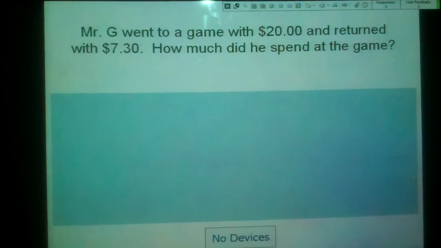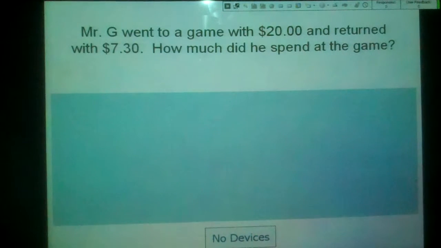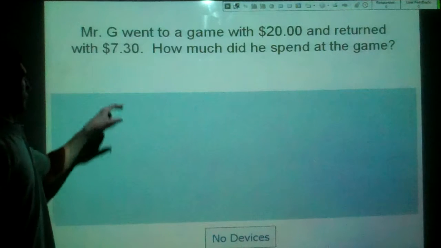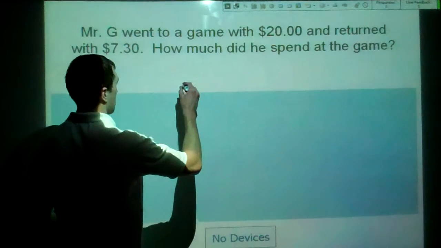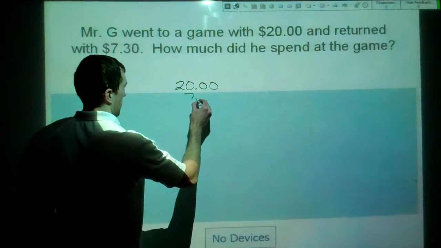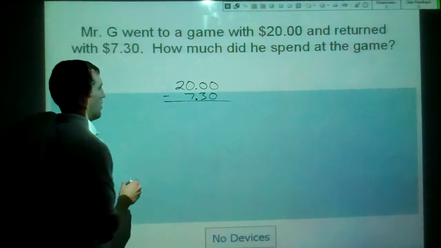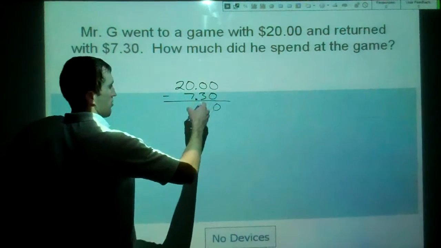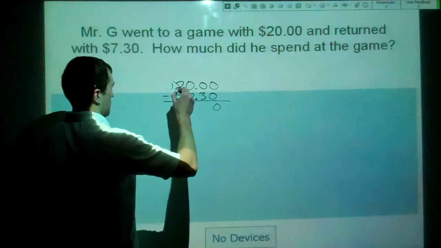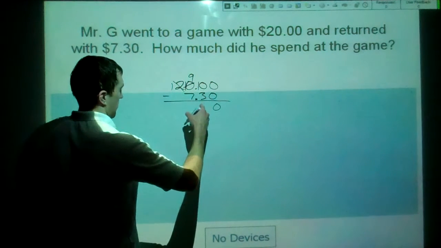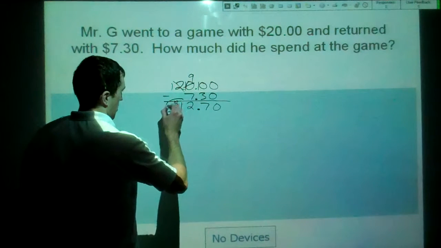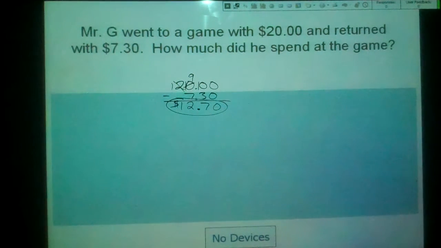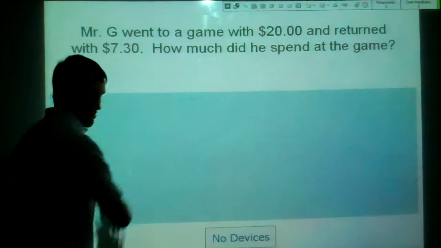Alright, next question. Mr. G went to a game with $20 and returned with $7.30. How much did he spend at the game? Well, we have $7.30 left, so in order to figure out what we spent from that $20, we will subtract $7.30 from $20. Make sure you're lining up your decimal points. Alright, so 0 minus 0 is 0. Can't do 0 minus 3 in this situation, so we've got to borrow from this 2, turn that into 1, 9, 10. 10 minus 3 is 7. Drop our decimal. 9 minus 7 is 2, and 1 left over. I spent $12.70 at the game. Alright. Next problem.